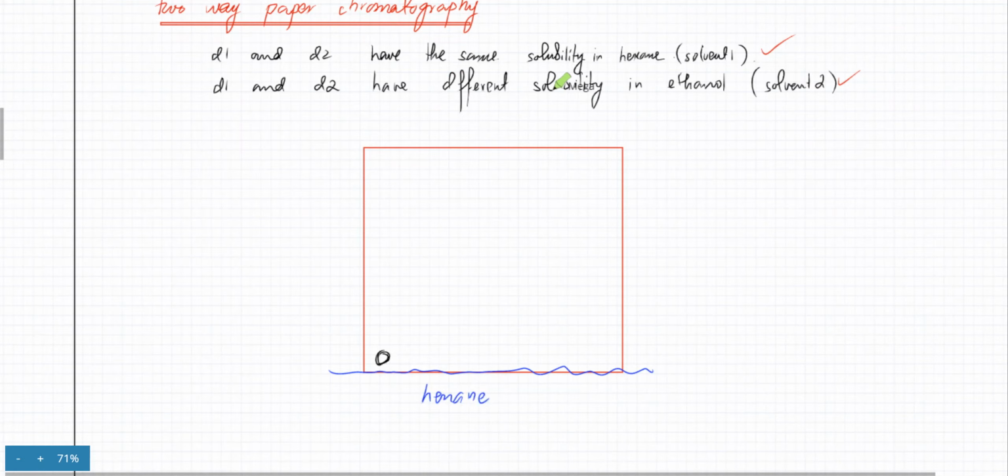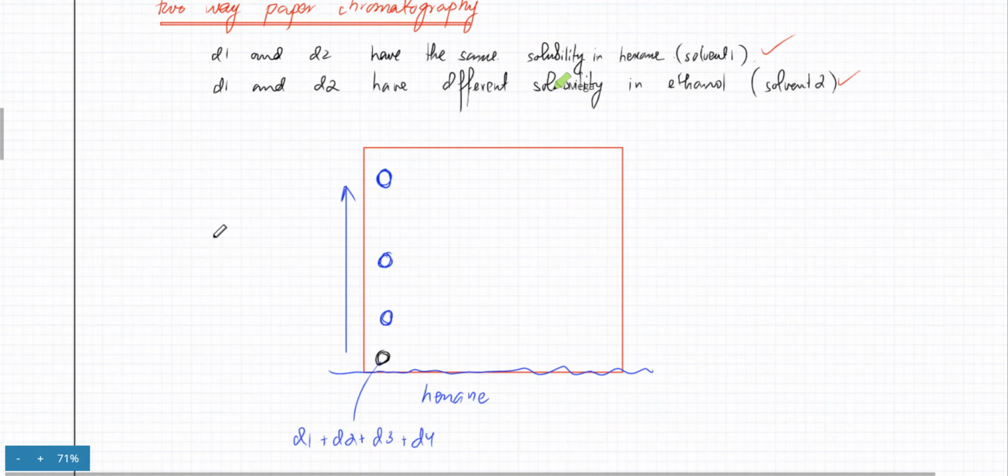Now you've dipped it in hexane. Hexane would travel upwards, and as hexane travels upwards, it's going to separate the dye, right? So the dye gets separated into, let's say, three dyes. But in reality, it had four dyes. There was dye one in it, there was dye two in it, there was dye three in it as well, and there was dye four in it as well.